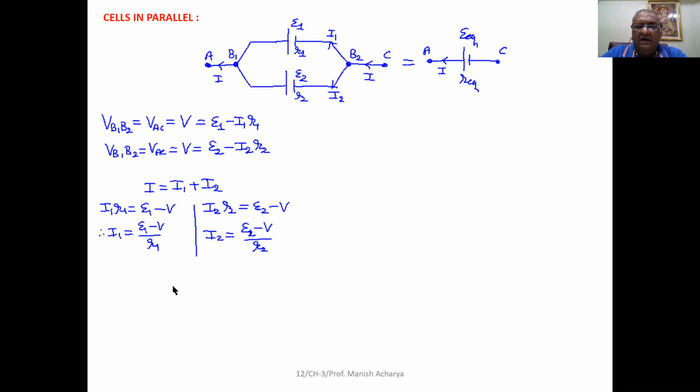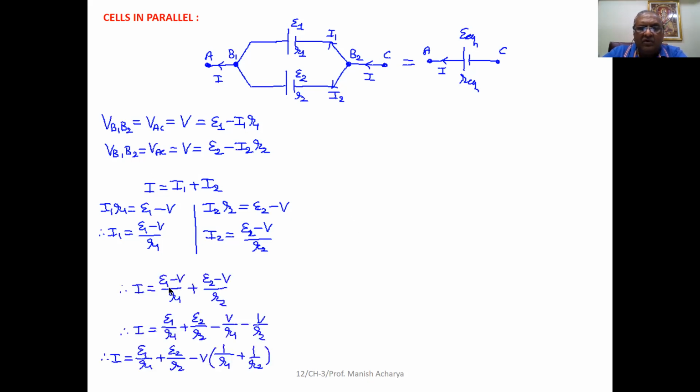Okay. Now, here we can write from these two equations, I1R1 equal to E1 minus V. Therefore, I1 equals E1 minus V upon R1, and from the other equation, I2R2 is E2 minus V. So I2 is equal to E2 minus V upon R2. Now substitute these values of I1 and I2 in this equation.